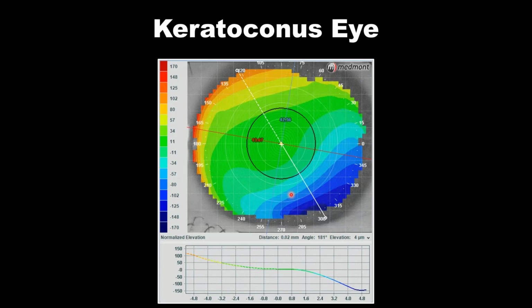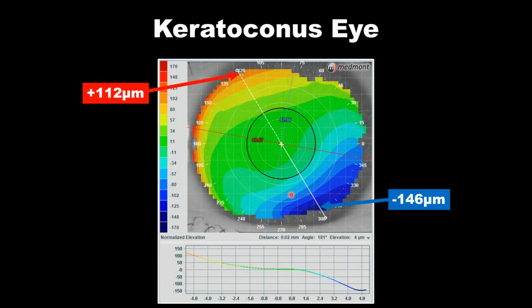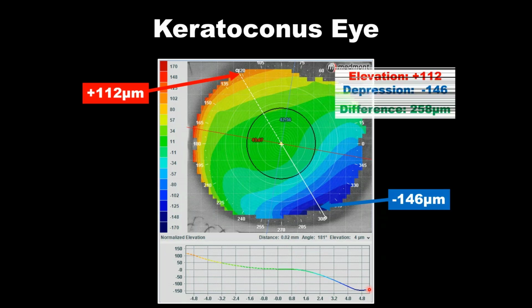Another consideration is the elevation. Let's pull up the elevation map. Look for the highest point. Look for the lowest point on the meridian of greatest elevation shift. And you can see from the map that we have the hottest curvature in this direction, the coldest curvature in this direction. When you take your white axis line across this meridian, you see this eye has an elevation shift from plus 112 microns down to around negative 146 microns. So there's a big shift in elevation.